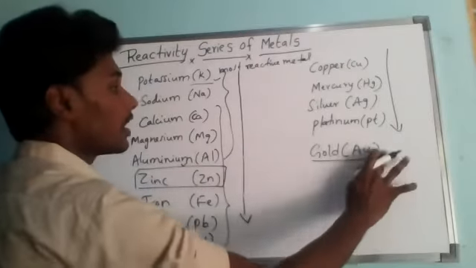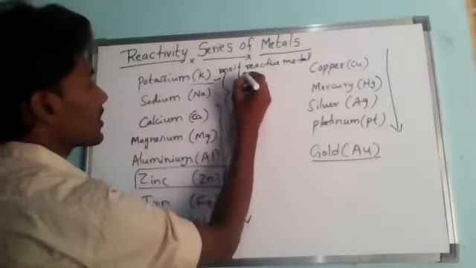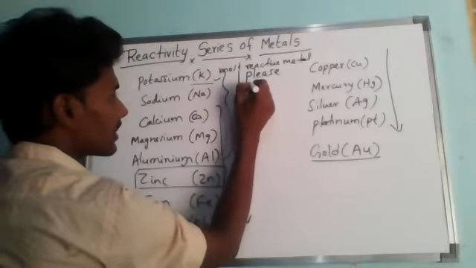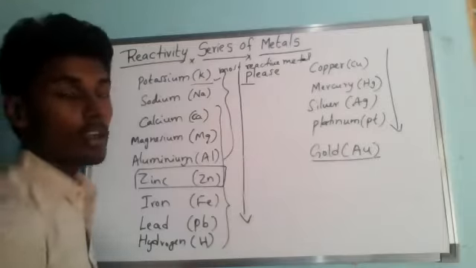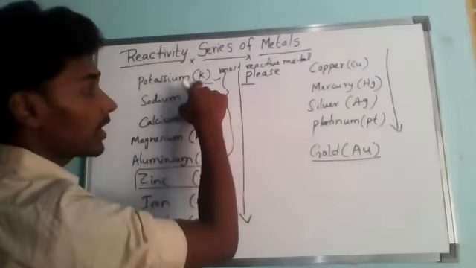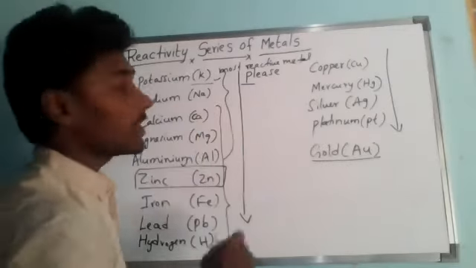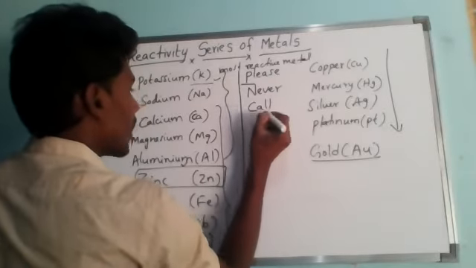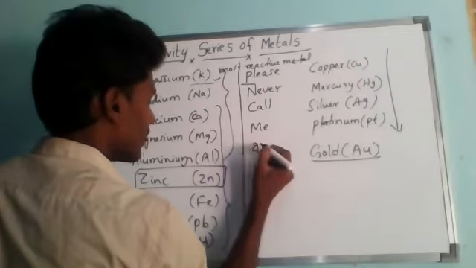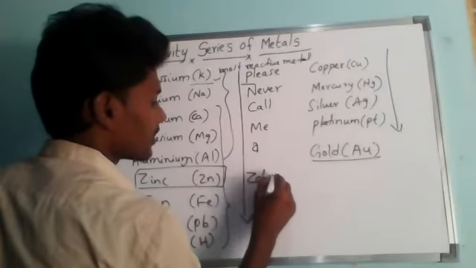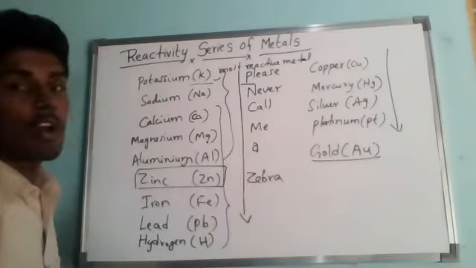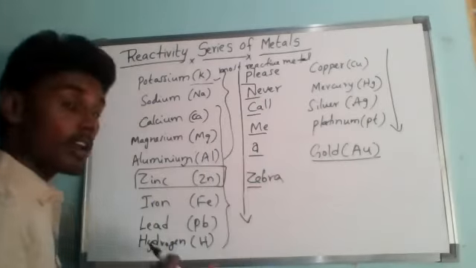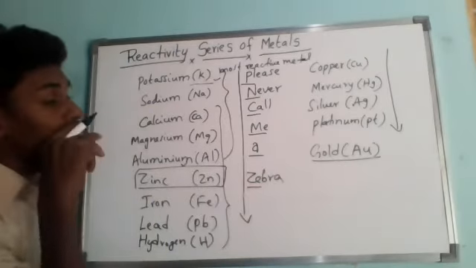So if you want, you can try. So the series is potassium. I will take the statement, which is: please. So please, the first letter indicates what? Potassium. Understanding? So you can remember the symbol is different, but the word is potassium. So the statement is: please never call me a zebra. Till here, let me see. Please never call me a zebra. So if you underline the first letter, this first letter always indicates either the English name or the symbol of the element. Understanding?